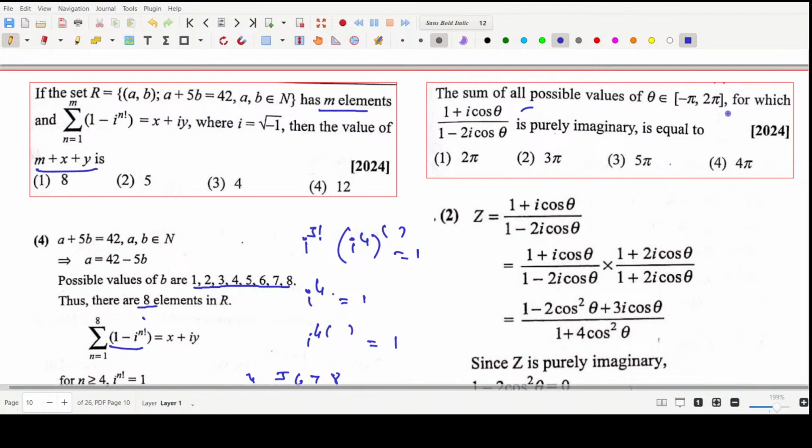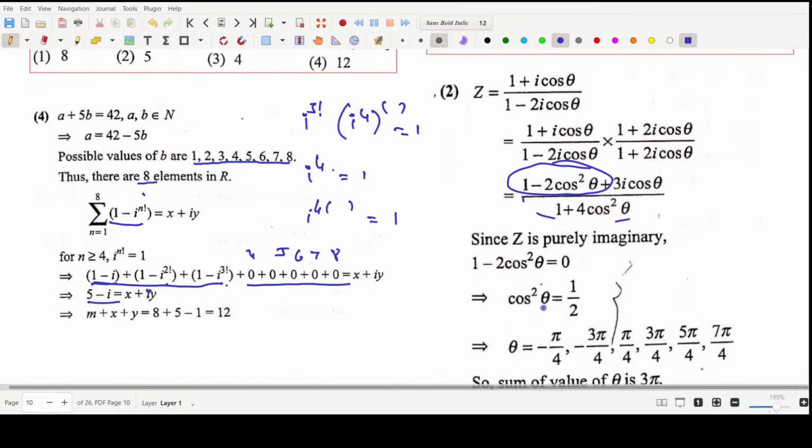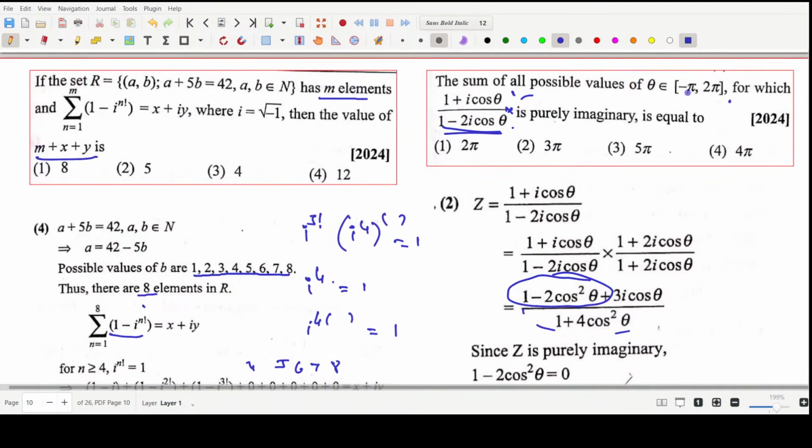Now, again here, z by z. This is purely imaginary. You will rationalize, or multiply with its conjugate, and then equate the real part to 0. What is the real part? This one. The numerator should be equal to 0. Cos square equals half. And then we have to figure out theta between minus pi and 2 pi.